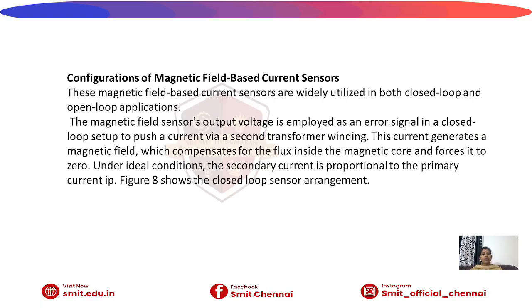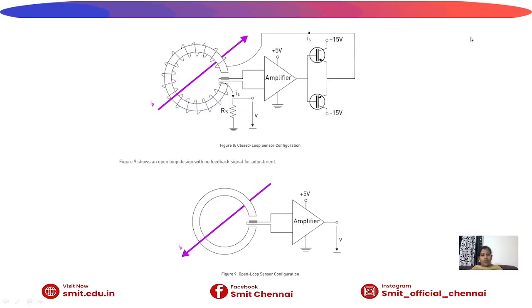These magnetic field based current sensors are widely utilized in both closed loop and open loop configurations. So this is the closed loop sensor and this is the open loop sensor. Here is a magnetic sensor, and we consider this the primary current. In a closed loop sensor we need a feedback, to correct the output. For that we need a feedback.